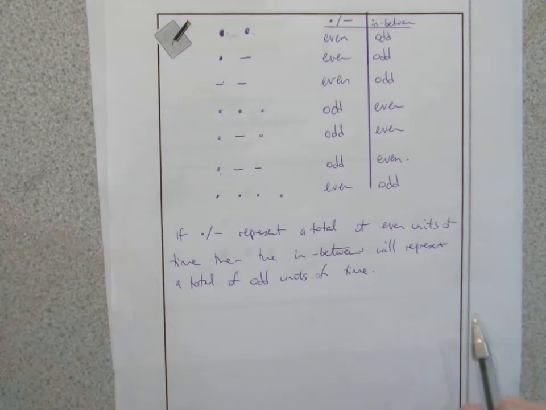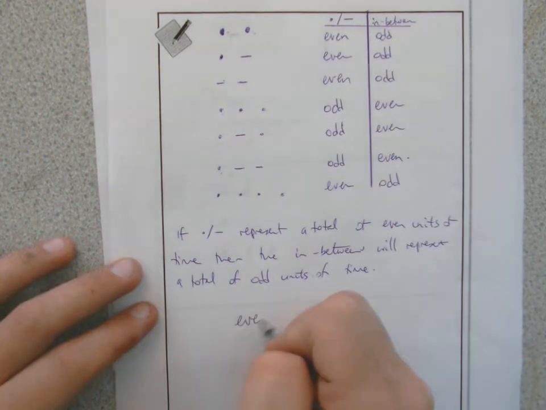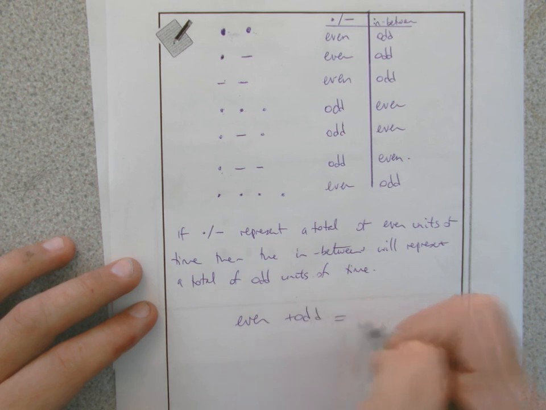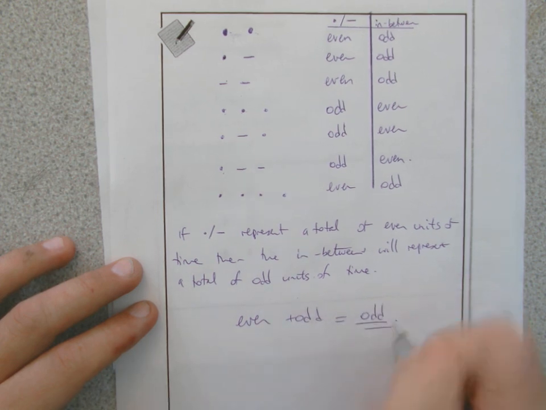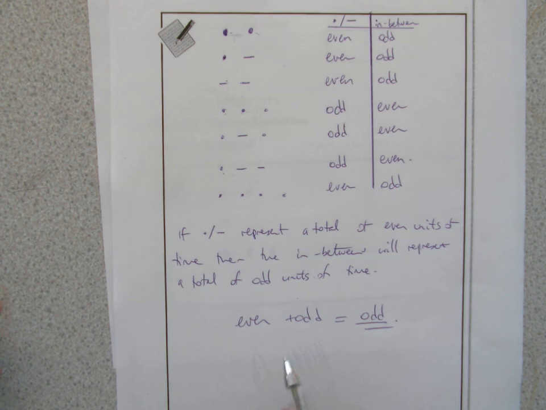Now, when you add even and odd, it always comes to an odd number. Okay, that's true, and you can try that out. An even plus an odd number will always be odd. You can try any number of examples there, and that would work.